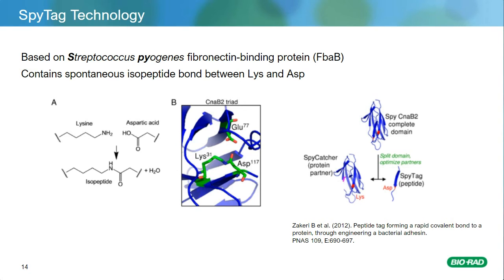The academic group who developed this technology essentially showed that if you produce a 13 amino acid tag and a 15 kilodalton component of the domain separately and then recombine them, this intramolecular isopeptide bond forms again. So this bond, as I mentioned, is a covalent bond, it's an amide bond, it's an irreversible bond. And I will show you how we've used that in the next slide.